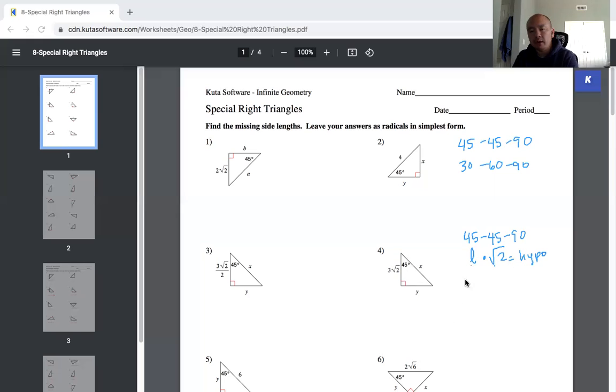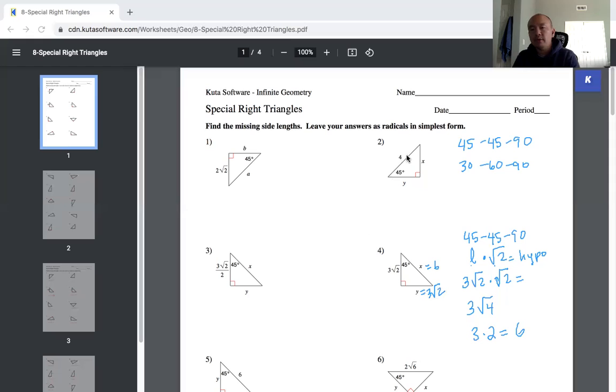So for number 4, if you multiply 3 radical 2 times radical 2, radical 2 times radical 2 is radical 4. Radical 4 is 2, and 3 times 2 is equal to 6. Don't think too much beyond this. When you have 45, 45, 90 degree triangles, you just have to multiply the leg times radical 2 to get the hypotenuse. So x is equal to 6, and y is equal to 3 radical 2 because the legs are equal to each other.